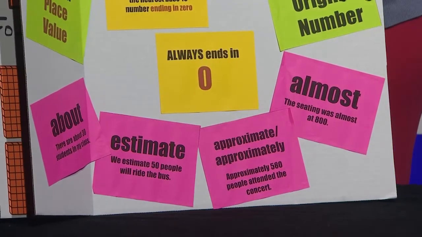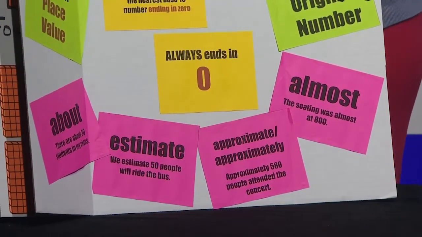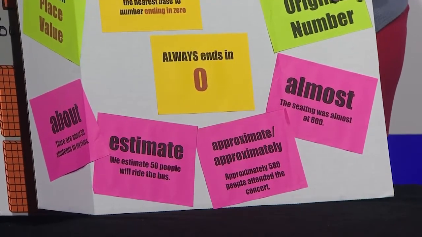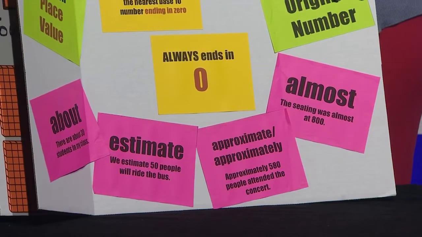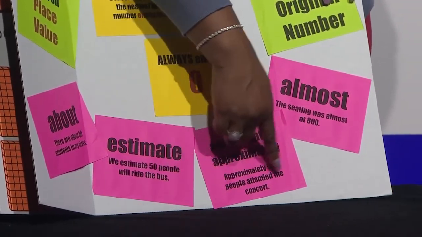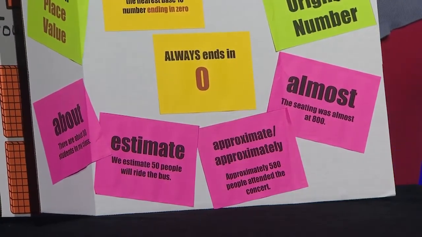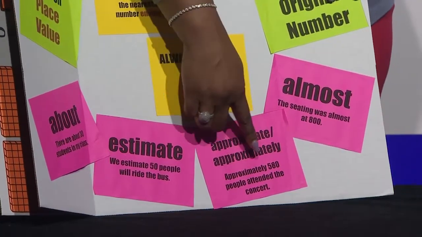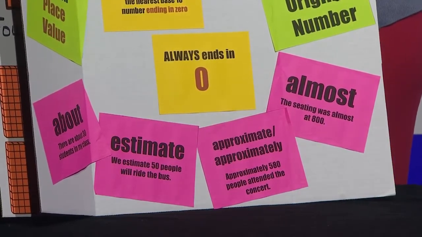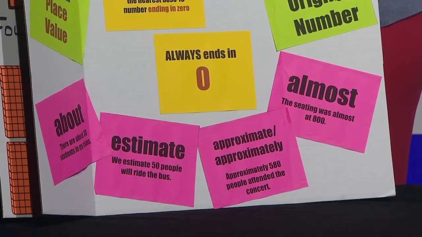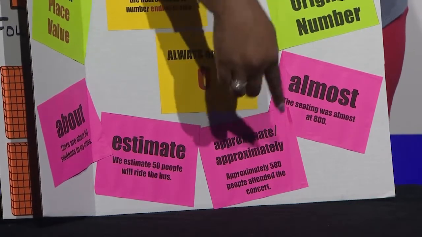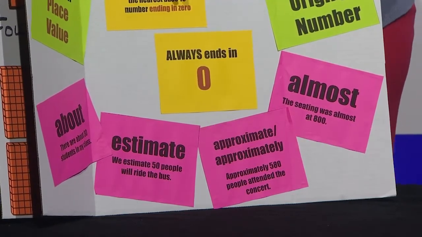Approximate. Approximately. Approximately 580 people attended the concert. 580. Again, 0. So do I know exactly how many people attended? No, but I'm taking a good guess and I'm getting as close as I can, and I'm rounding that number off. Okay?